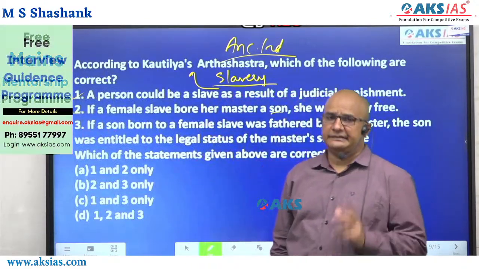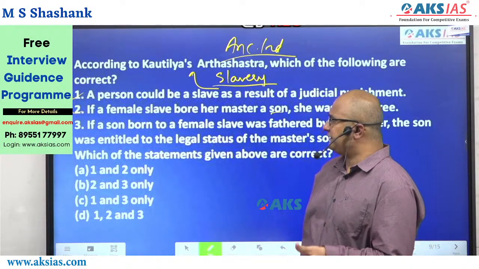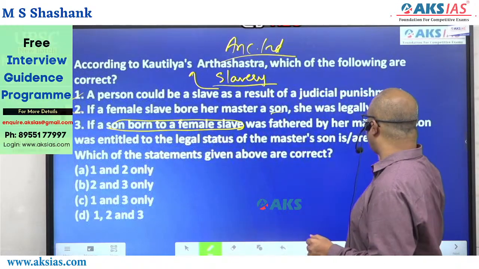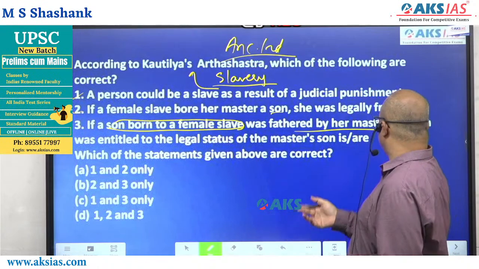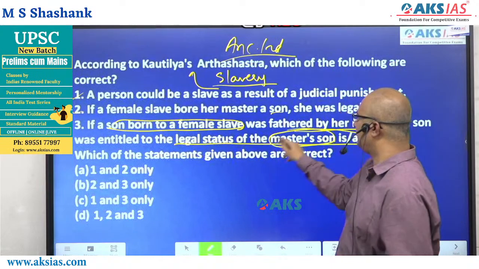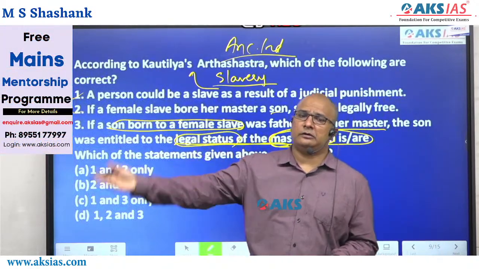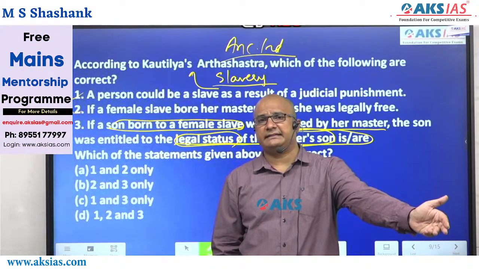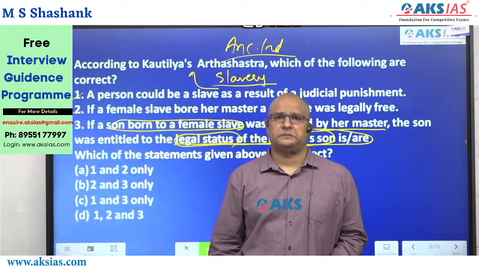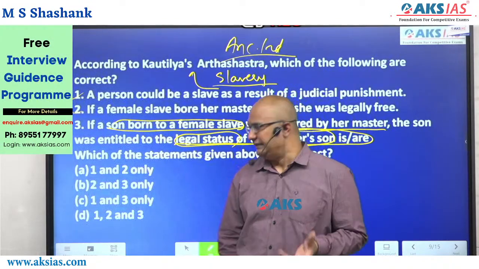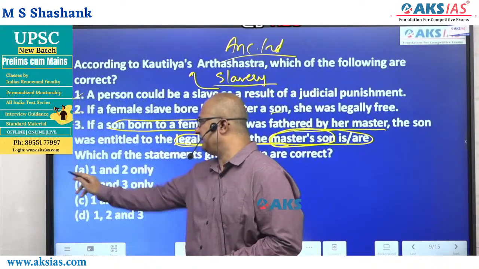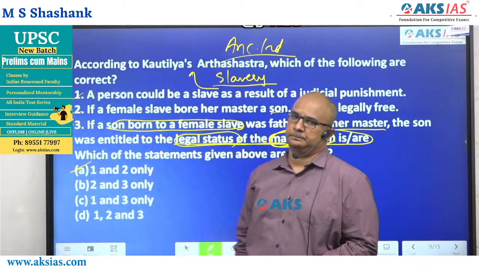But the third is wrong. Why? Let us see it. If a son born to a female slave was fathered by her master, the son was entitled to the legal status of the master's son. Now, a son born of a female slave, will he be given the same legal status as a master's son? Obviously no. So that is a small risk that you may take in the exam. So the answer 3 will be definitely wrong. That will straight away get us to the answer A, 1 and 2 only.